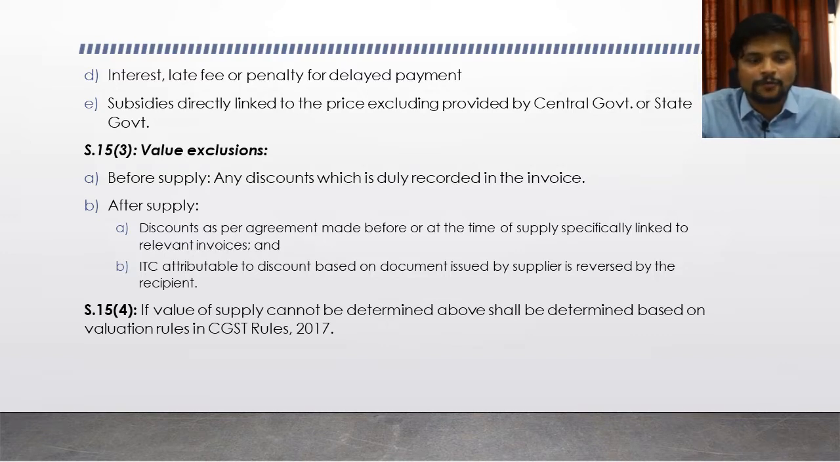Next, item number 4, any interest or late fee or any penalty charged by the supplier for the delayed payment of the consideration made by the recipient. Those items have to be added in the valuation.